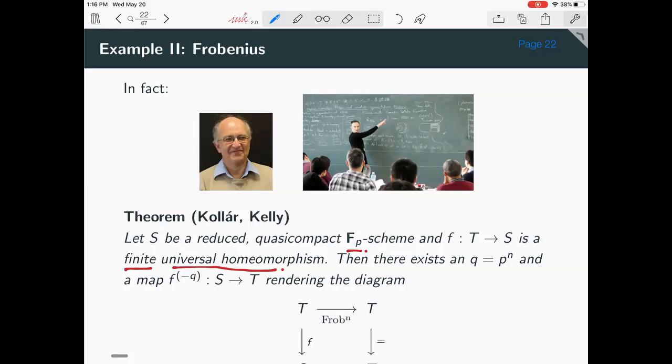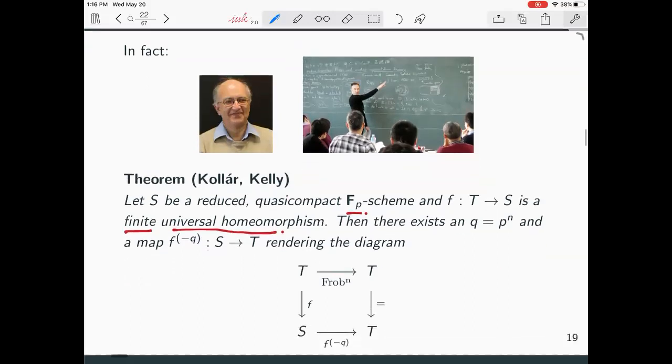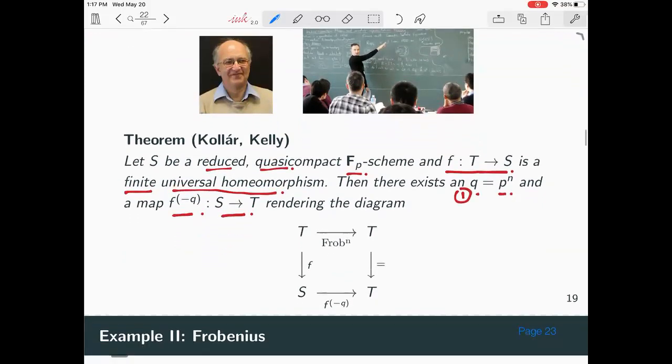Shane wrote up a very nice exposition of this result and removed some unnecessary hypotheses. So the result goes as follows. You have a reduced quasi-compact F_p scheme, and you have a finite universal homeomorphism f from T to S. Then there exists an n, where I write q equals p to the n, and a map f^{-q} which goes the other direction, rendering the above diagram commutative.